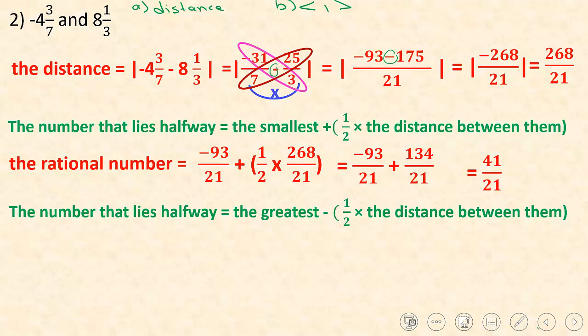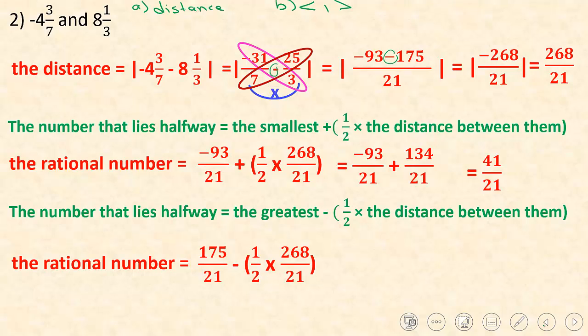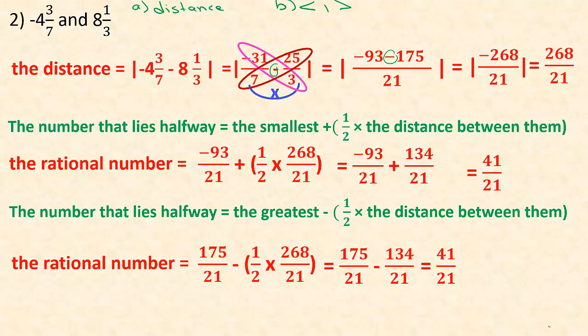I know that the greatest number is 81 over 3, which when I change it to an improper fraction, is equal to 175 over 21, minus half times 268 over 21. Having the answer of the bracket first, 175 over 21 minus 134 over 21. Again, I have the same denominator, so it's easy to find the answer of the subtraction of those two rational numbers. It's equal again to 41 over 21 in the simplest form.